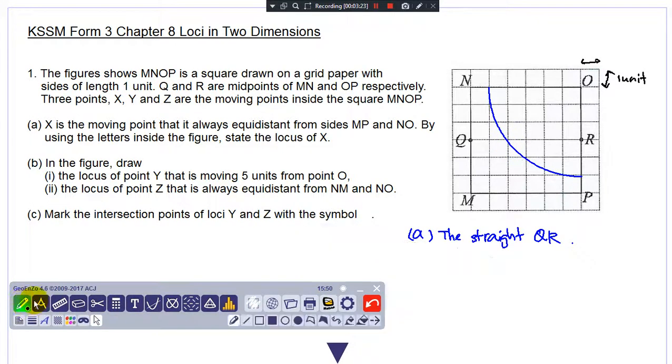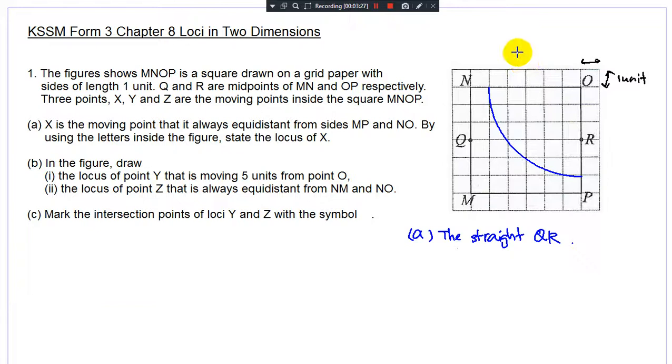So remember, after you draw a locus, label it. Okay, label it. Locus of point Y.